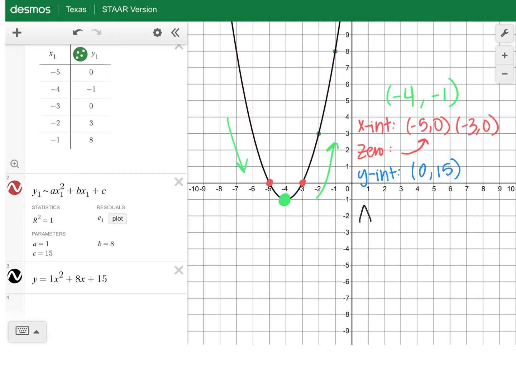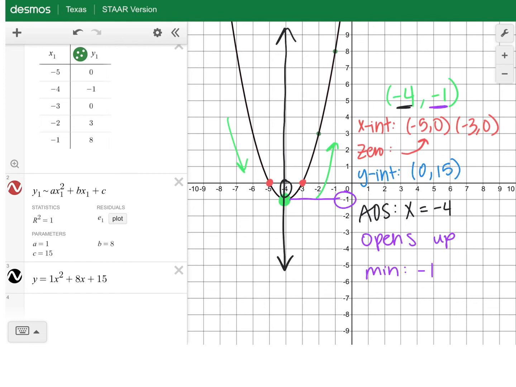All right, so then our axis of symmetry. So the axis of symmetry goes through that vertex, that vertical line through the vertex, and it is x equals -4 because that is the x value of your vertex. And looking at this graph, we can see that it is opening up like a cup. And the minimum value is -1 because that is the y value of our vertex.